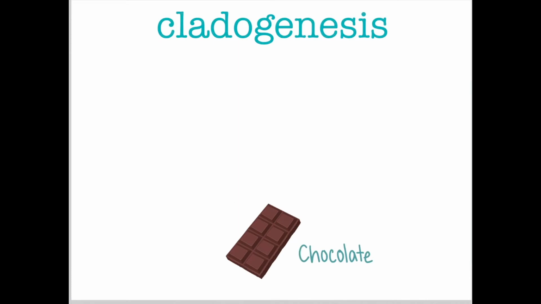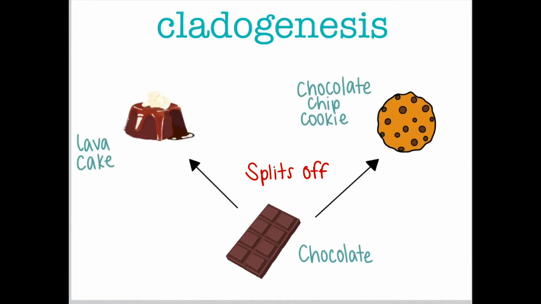Cladogenesis is the opposite of anagenesis. This is an evolutionary change that breaks off into multiple branches and splittings. This causes one species to break off into various lineages. Here, the chocolate bar breaks off into two separate species, the chocolate chip cookie and the lava cake. The chocolate bar would be the common ancestor of the cookie and the lava cake.